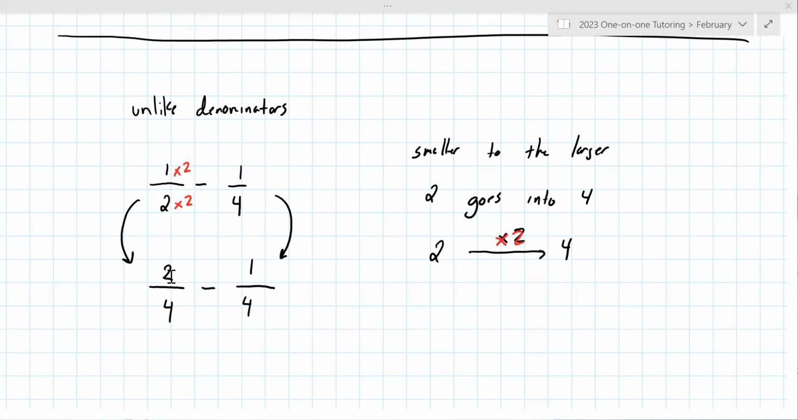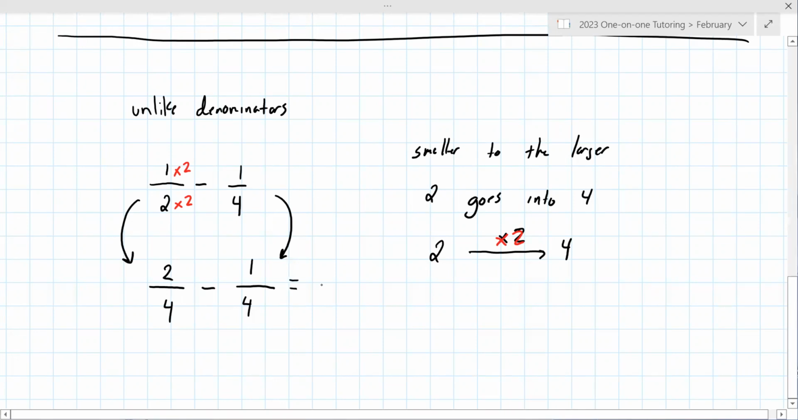So now can you subtract these two fractions, 2/4 minus 1/4? Okay, what is the result? 1/4. Yes. Very good. Okay, so let's try another one here. Let me know when you get all this down. I got it all down. Okay.